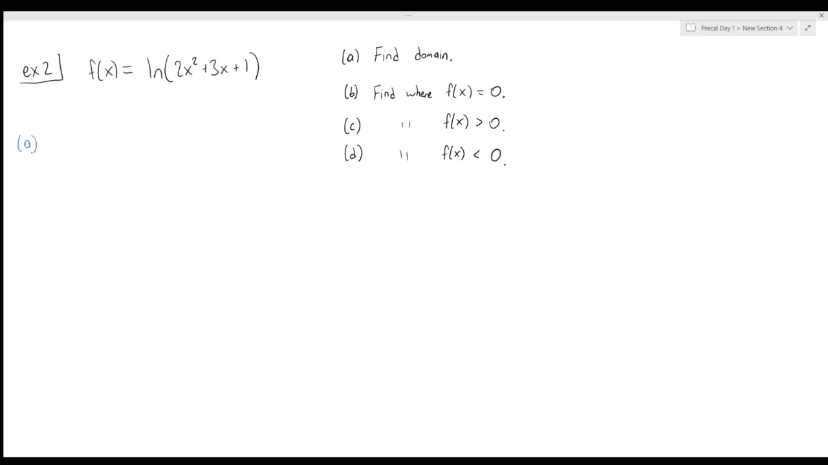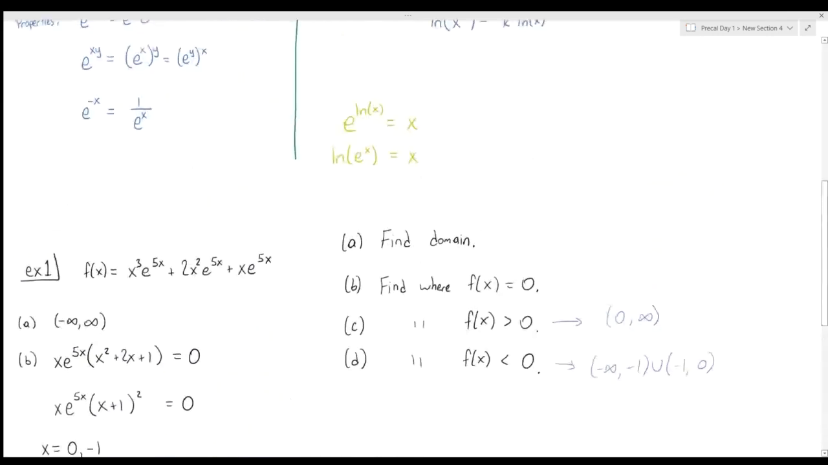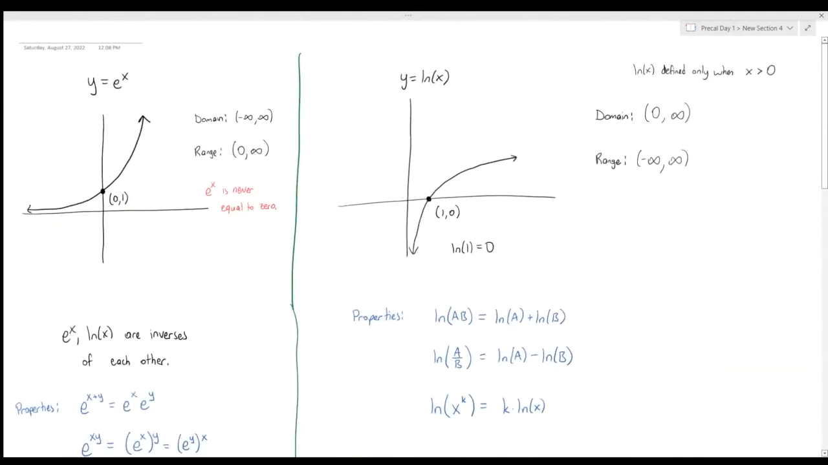It's not so straightforward, okay? So we'll need to know a little bit about the natural log function. Where is natural log defined, okay? So we saw that earlier at the start of this section. The natural log function is only defined whenever the argument of it is positive, okay? So for natural log to be defined, whatever's inside the parentheses has to be positive.